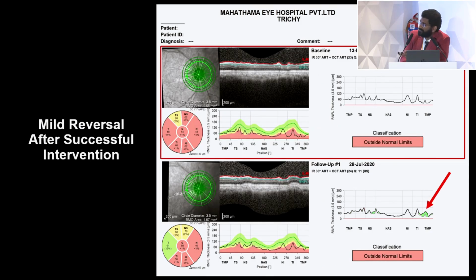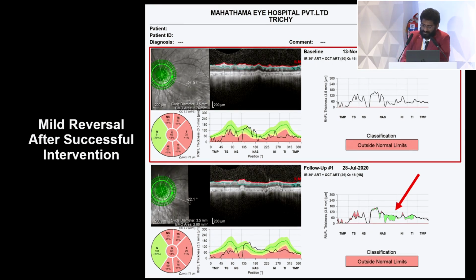Also, sometimes if you have an electrophysiological test, mild reversal signs like these can also be preserved or seen on an electrophysiological test and correlated with the structural OCT changes. You can see the mild reversal changes in a few more cases as well.